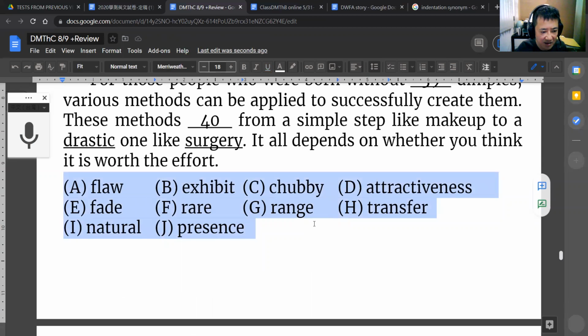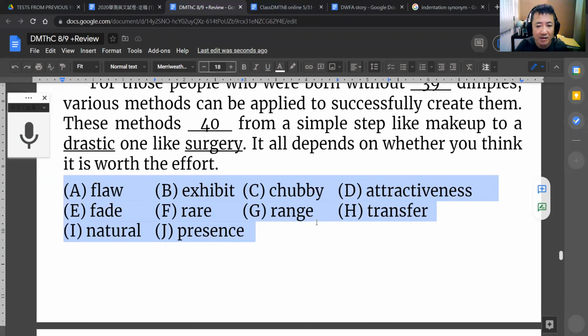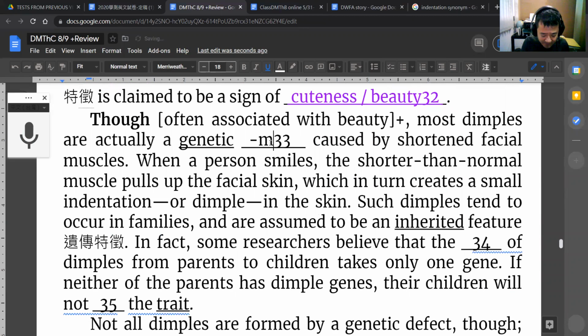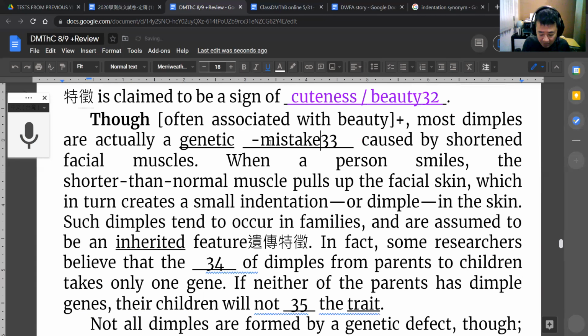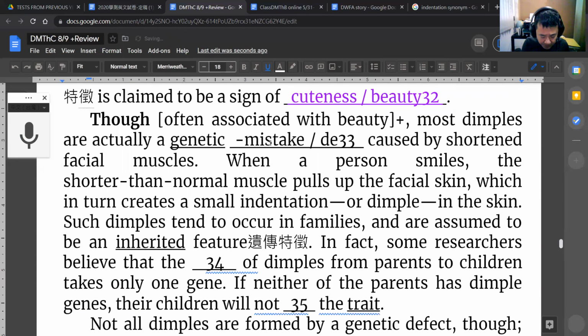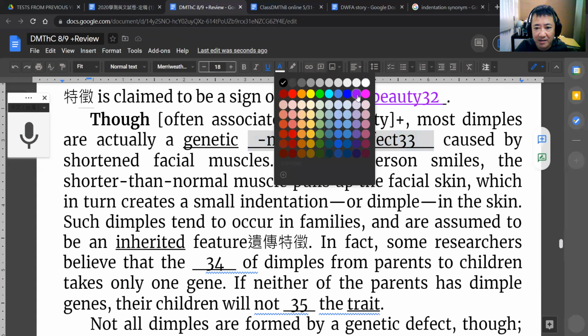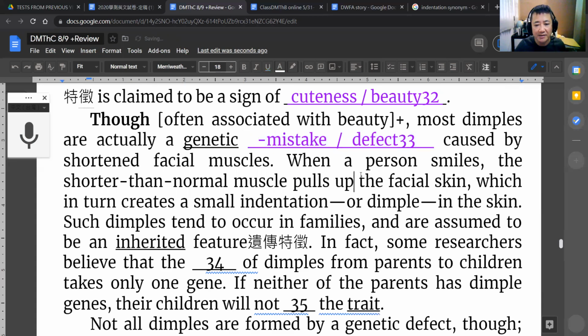Something negative about genes. It is a genetic defect, right? Yes? So it's probably a genetic mistake, or defect. A genetic mistake, a genetic defect, okay? Something broken, right? Okay, all right.